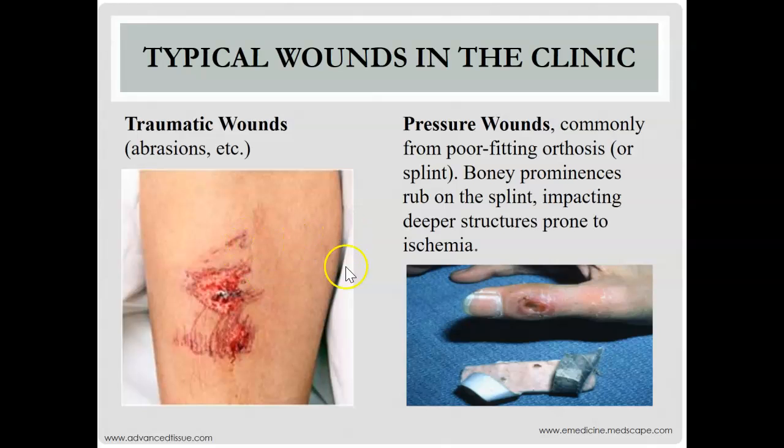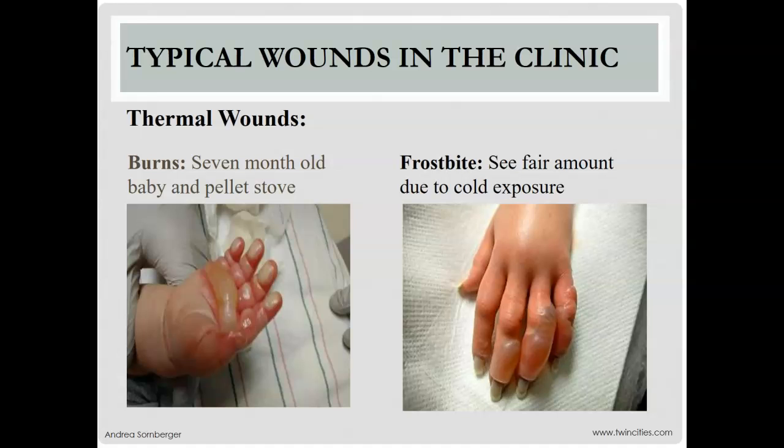Traumatic wounds, pressure wounds. These are the ones that can be so devastating, especially to older folks. They can get so deep into the bone. Splints can cause pressure wounds if they're not fitted right. Just laying down in bed can cause pressure wounds on certain spots. Sitting in a wheelchair all day without the right cushioning can cause pressure wounds.